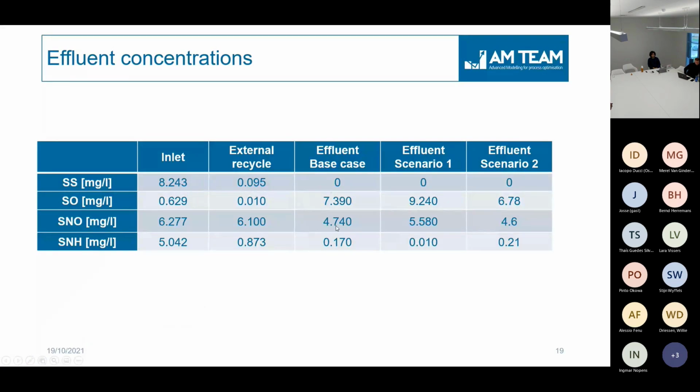And then if you look at the effluent concentrations, you would see that they are more or less very similar. Only for scenario 1, where you have lower aeration, you had a little bit higher nitrates. Sorry, I think it was higher aeration in scenario 1, which led to higher removal of ammonia and higher nitrate production and higher oxygen concentrations in the effluent.